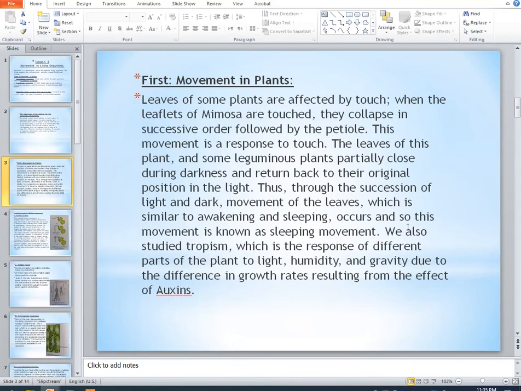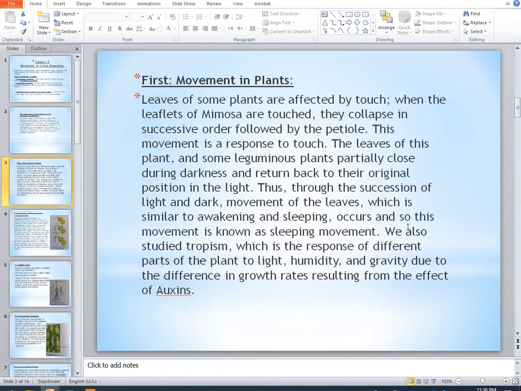First, movement in plants. Leaves of some plants are affected by touch. When the leaflets of mimosa are touched, they collapse in successive order, followed by the petioles. This movement is a response to touch. The leaves of this plant and some leguminous plants partially close during darkness, returning to their original position in the light. So through the succession of light and dark, a movement of the leaf, similar to waking and sleeping, occurs. These movements are known as sleeping movements.